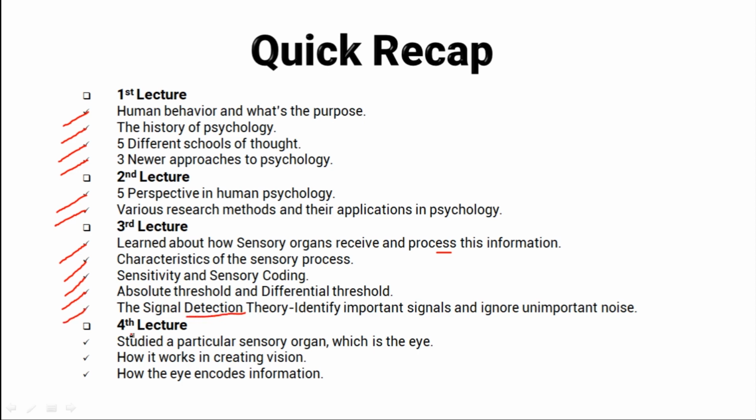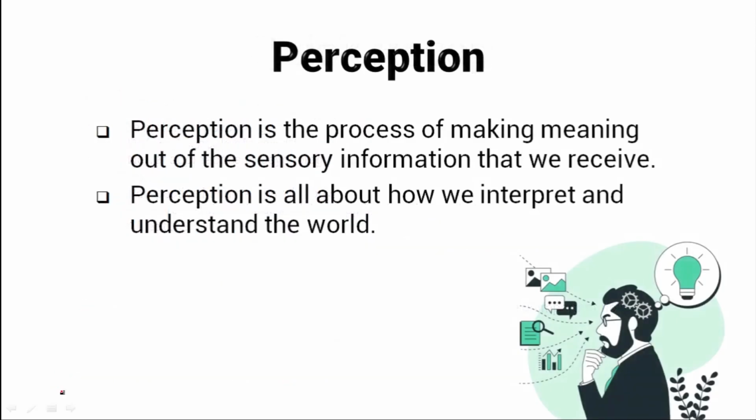After that, in the 4th lecture, we examined how the sensory system encodes the complexity or intensity of a physical stimulus. We also studied a particular sensory organ, which is the eye, and we broke it down to understand how it works in creating vision. We investigated how the eye encodes information from the outside world and processes it to create the sense of vision. So, what we have learned in the previous 4 lectures is how our senses work and how they help us to perceive the world around us.